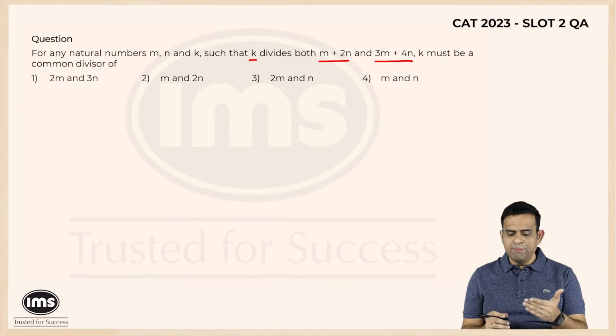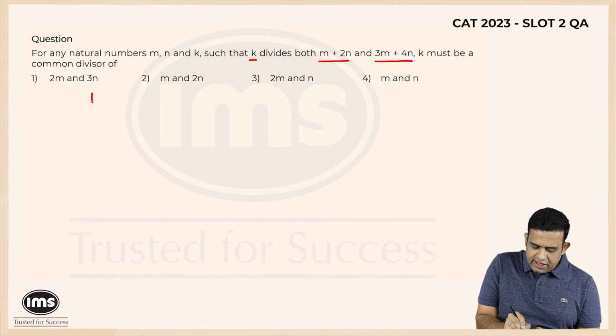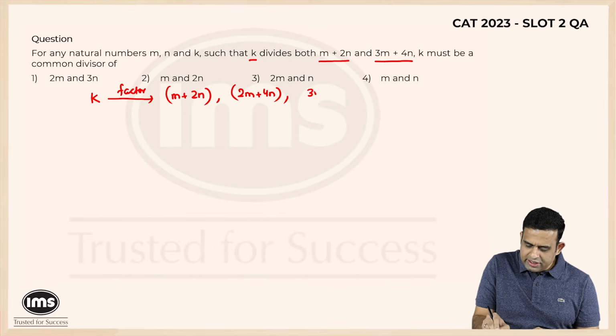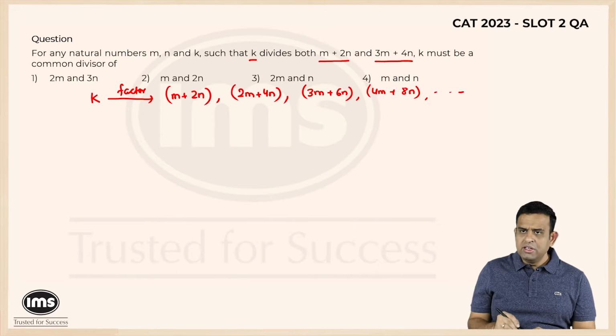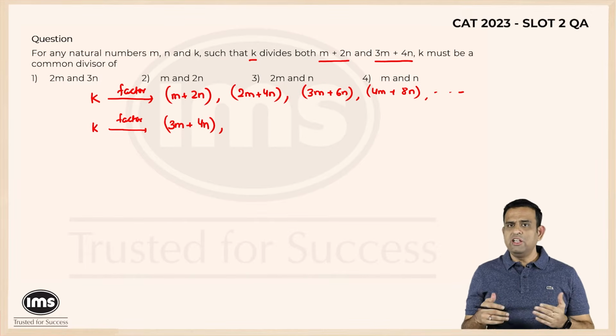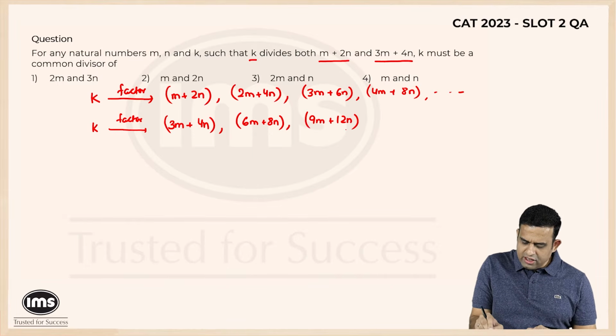So understand if k divides m plus 2n, k is also going to divide every multiple. So 2 times m plus 2n. So one can say k is going to be a factor of m plus 2n. If I double that, twice of this is also going to be 2m plus 4n. K also needs to be a factor of, one can say, 3m plus 6n, 4m plus 8n, and so on like this. Similarly, they are saying k is also a factor of 3m plus 4n. So k is also going to be a factor of the multiples of 3m plus 4n, which is nothing but 6m plus 8n. Then one can say 9m plus 12n, and so on like this.